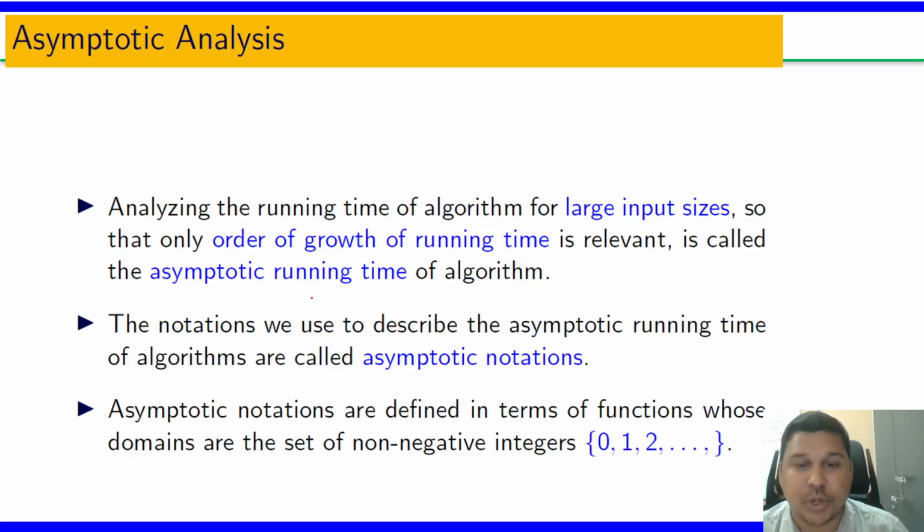So we use some notations here in this asymptotic running time. Notations which we use to describe the asymptotic running time of an algorithm are called asymptotic notations. Asymptotic analysis means trying to analyze the running time of the algorithms with respect to order of growth. That concept is called asymptotic analysis.